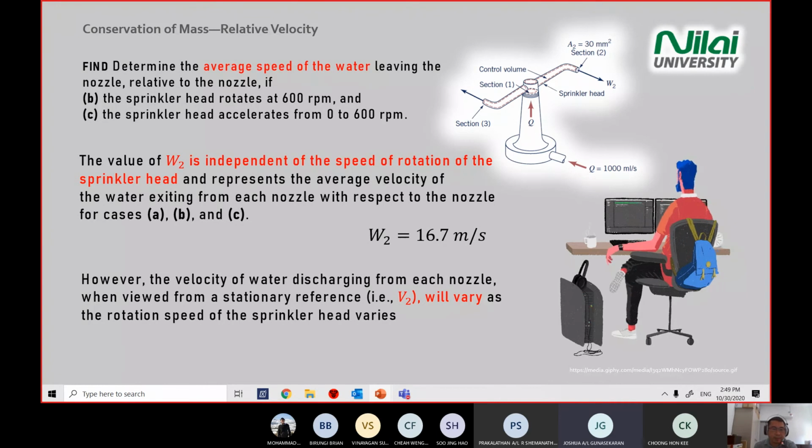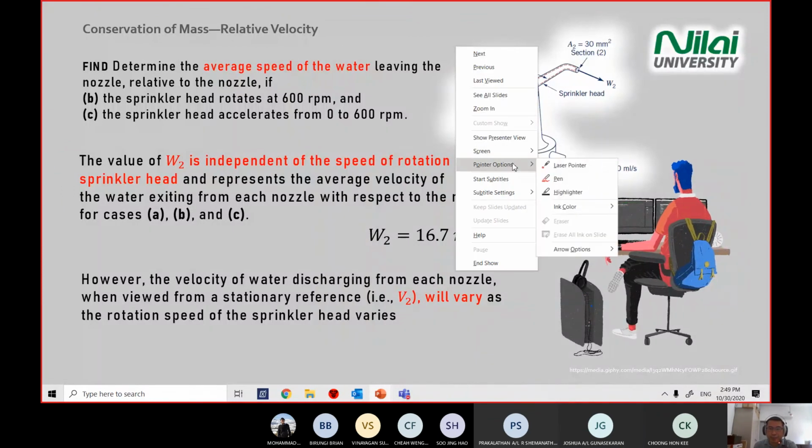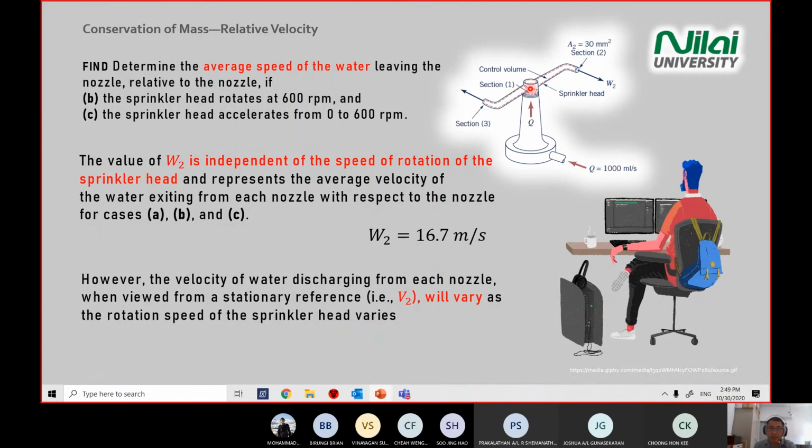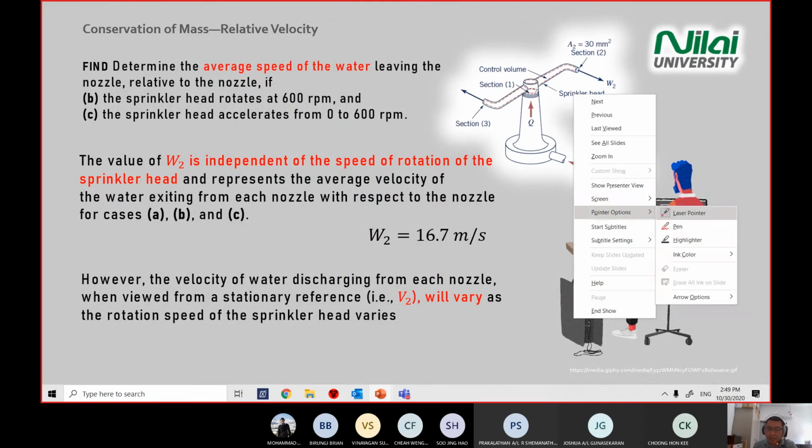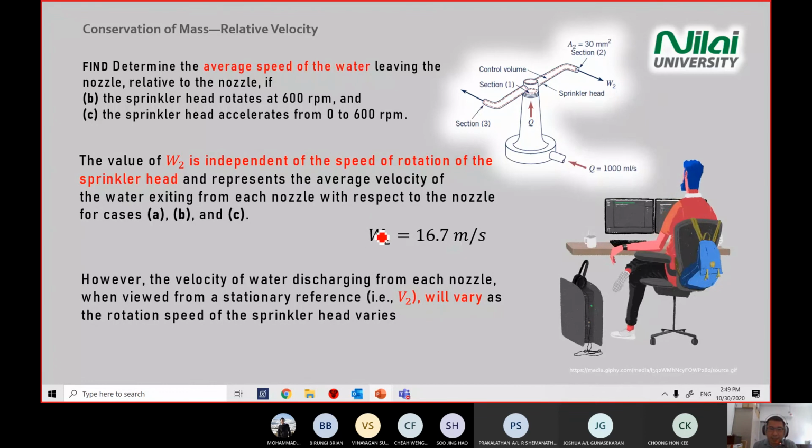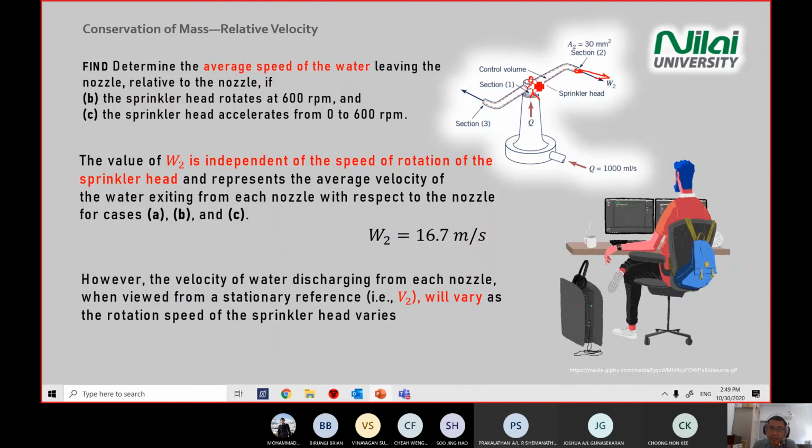Sir, I don't understand it properly. Okay, now the W component is relative to something, right? Relative to something. So you don't understand the W and V here, right? These two statements. So okay, now imagine you're standing here, and you look at how fast the water sprays from here.